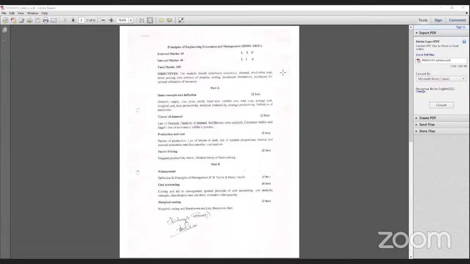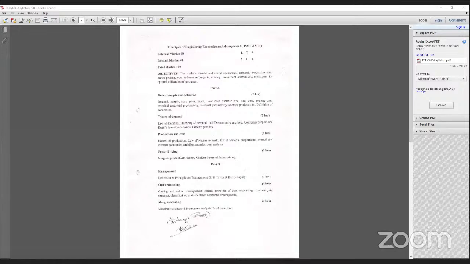Now coming to the syllabus, the lecture will be of 2 hours duration, and 1 will be the tutorial. Then there are 2 parts of the syllabus. One is Part A, which is 100% related with economics. Part B is related with the management.